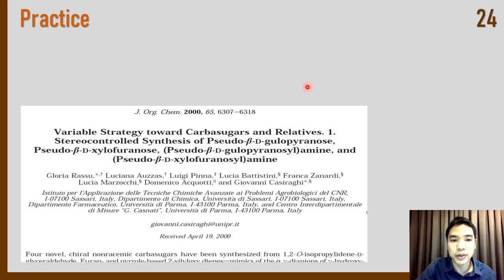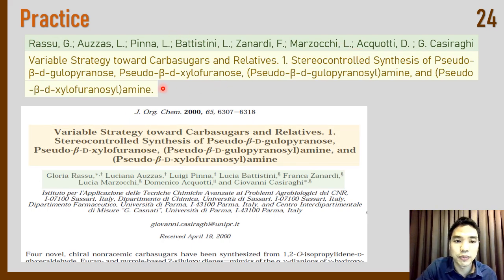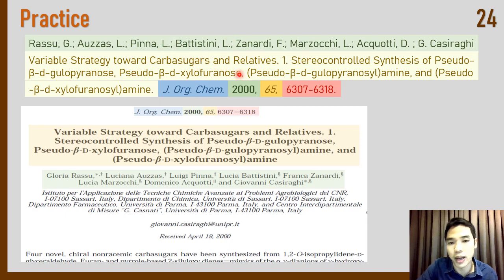Looking at another example, here is another article, the headings of another article. First of all, you need to look at the author's name, where you change it into the correct format. After that, put in the article's name, followed by the name of the journal, publication year, volume, and page number. Note that you need to have a good format for this.